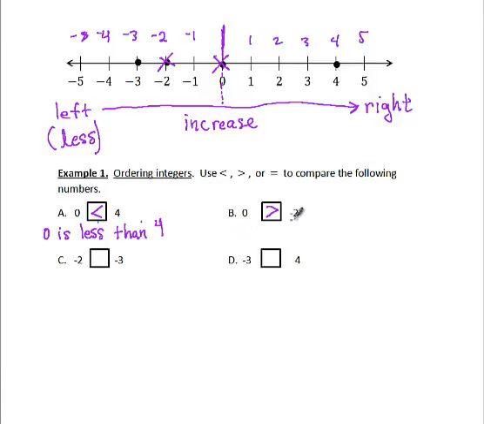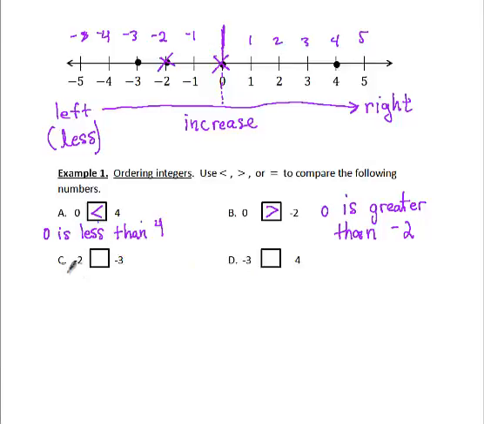So writing this in words from left to right, we could write 0 is greater than negative 2.